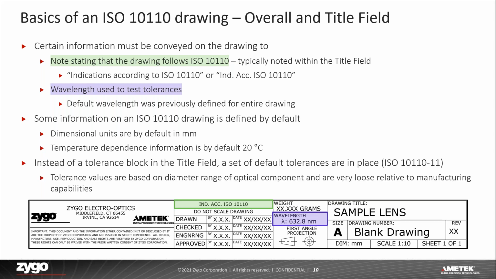Classically, a title block will contain a set of default or block tolerances that should be followed if no tolerance is listed. For ISO 10110, a separate part of the series, Part 11, lists each of these default tolerances. They are based on the diameter of the optical component and are extremely loose relative to manufacturing capabilities.